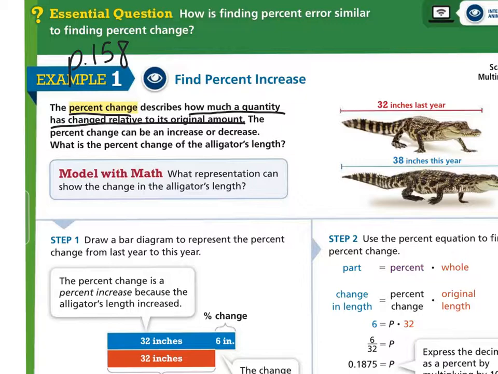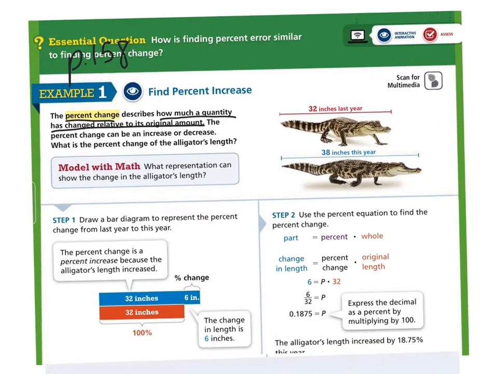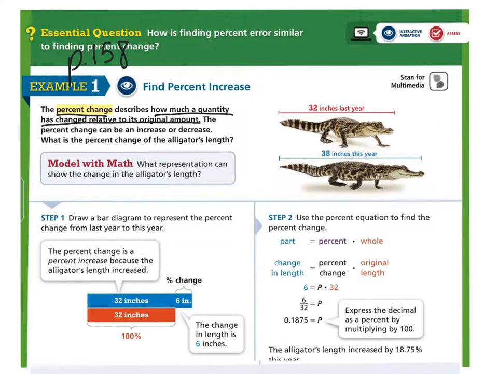So on this example, we can see on the picture here, 32 inches last year, 38 inches this year. Crocodile, is that right? It's hard to tell. I think it's a crocodile. Anyway, it was 32 inches, now it's 38 inches.